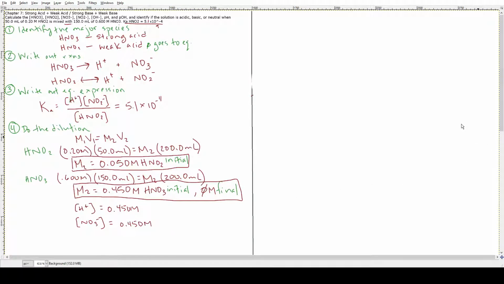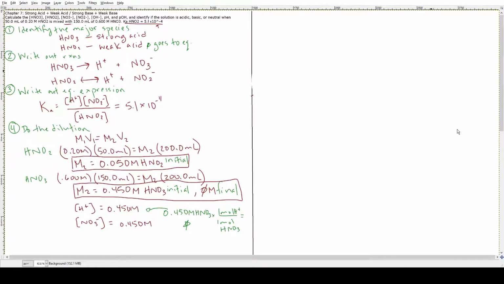And for those of you who have trouble figuring this out, you could always do it the long way, where you say, okay, I know I have 450 molarity HNO3. For every 1 mole of HNO3, I have 1 hydrogen. So you can see it's a 1-to-1 ratio, and that gives you the same number. You can use that to figure these things out if you want. That's just a little side note.